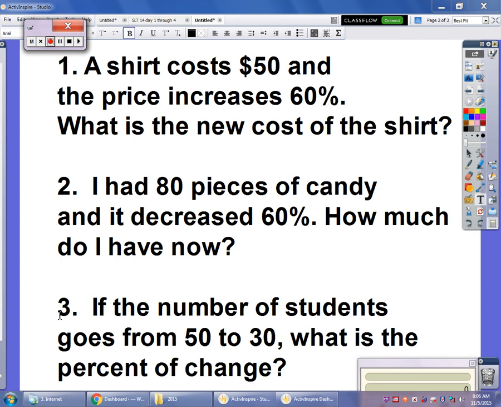So go ahead and do those three problems and then pause the video. And then when you're ready, you can play the video. All right, here are the answers.